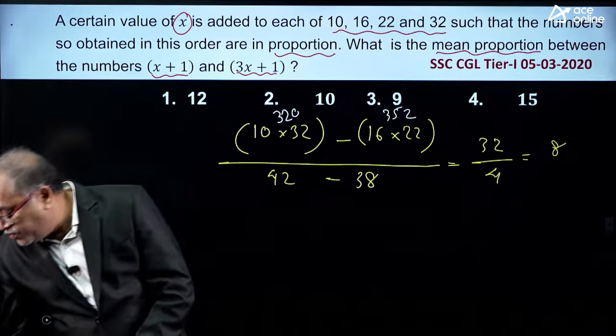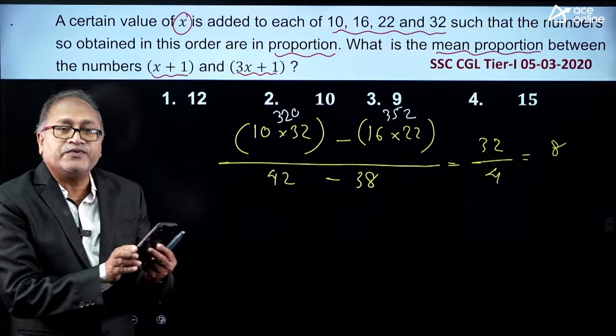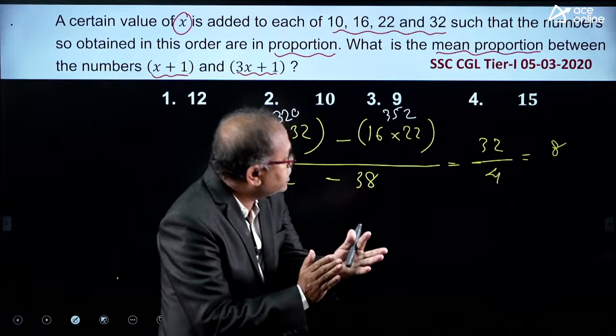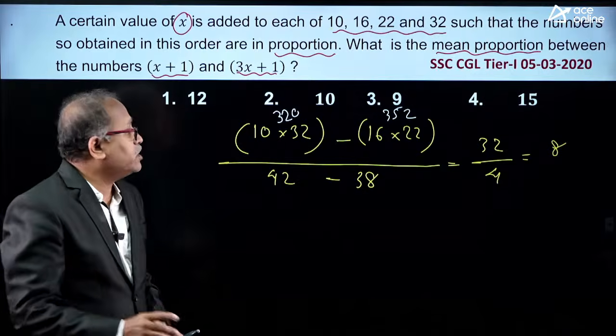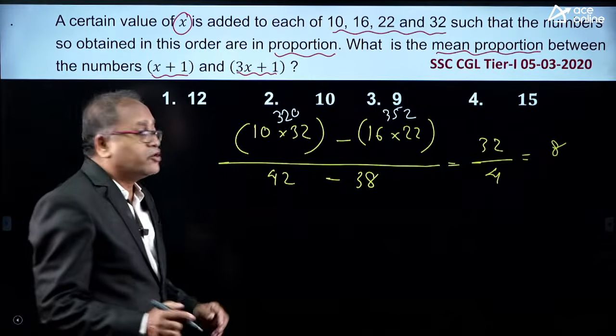Let me check if Ganesh has answered the question. And Ganesh has said option 15. Answer is 15. Oh, well done, sir. With a very short time you have answered the question. If I go with the general method, it will take long time.